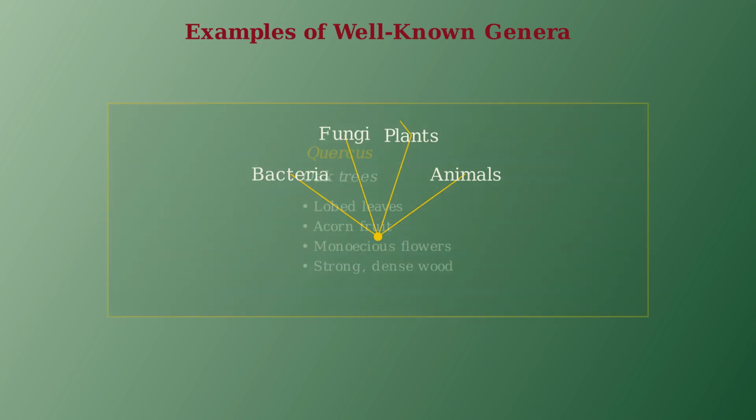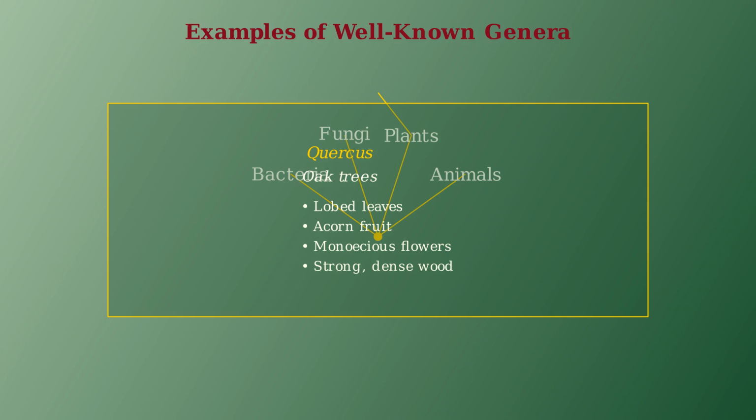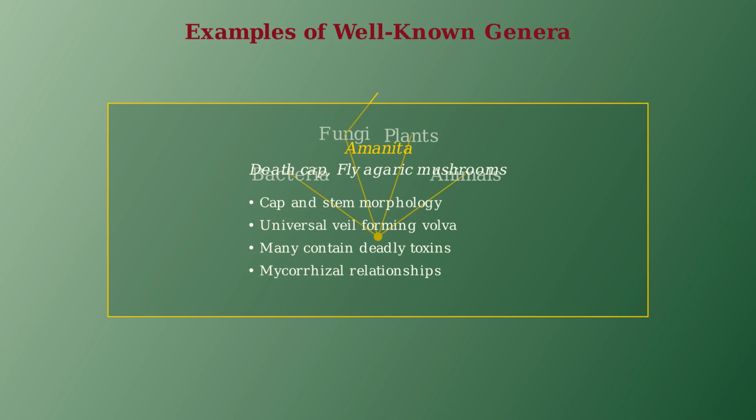The genus Quercus in the kingdom plants includes oak trees. Members of this genus share characteristics like lobed leaves, acorn fruit, monoecious flowers, and strong, dense wood. The genus Amanita in the kingdom fungi includes deathcap, fly agaric mushrooms. Members of this genus share characteristics like cap and stem morphology, universal veil-forming volva. Many contain deadly toxins and mycorrhizal relationships.